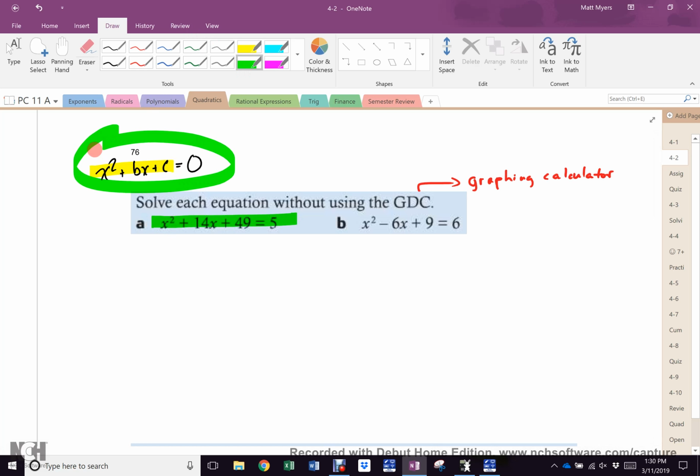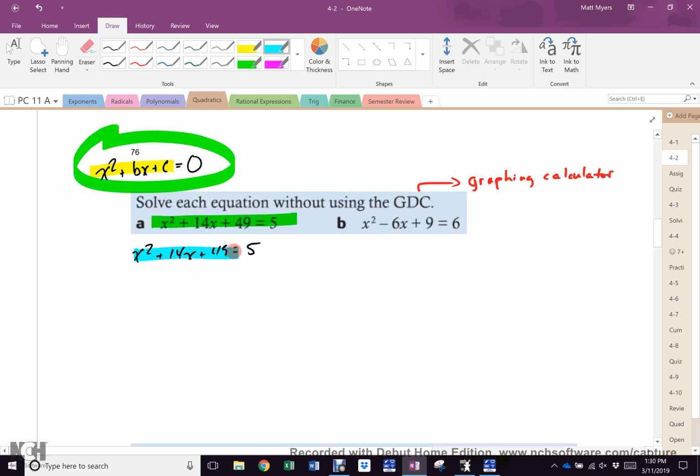Do they look fairly similar? What's the only difference? There's a 5. Everybody agree? If that 5 was 0, what would you do? If it was that same trinomial, but it equaled 0, what would your first instinct be in your second year of math? It would be to factor it, right? You would take this side and you would factor it.